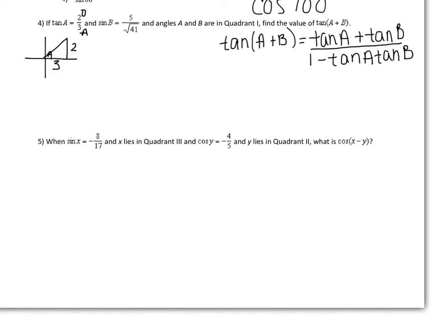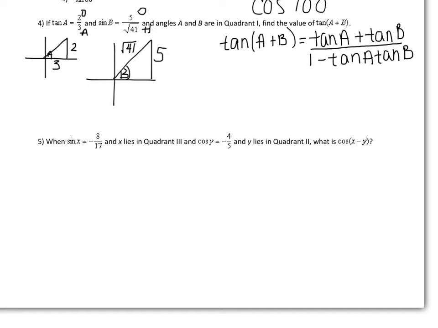Let's draw a picture for b. And remember that sine is opposite over hypotenuse, so opposite is 5, and hypotenuse is rad 41. So like we said before, we already have tan of A. We need tan of B. So here's the B. Tan is opposite over adjacent. We don't have the adjacent side, so that we need to find using the Pythagorean theorem.